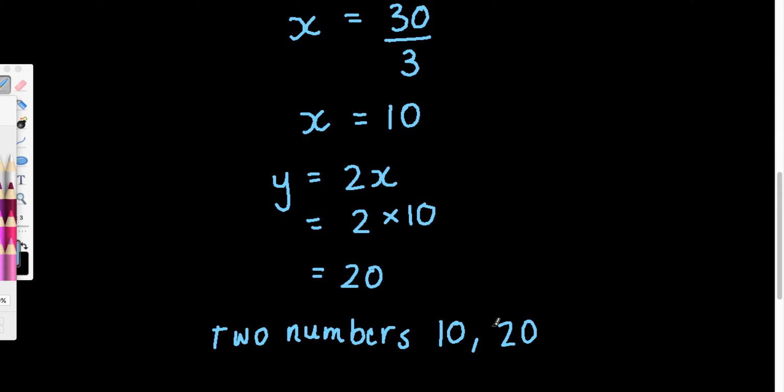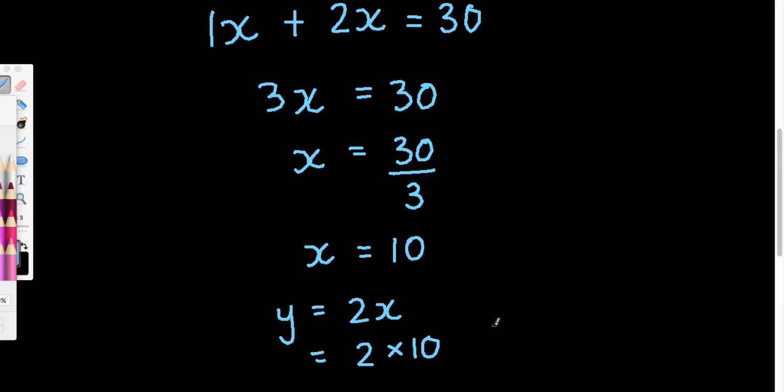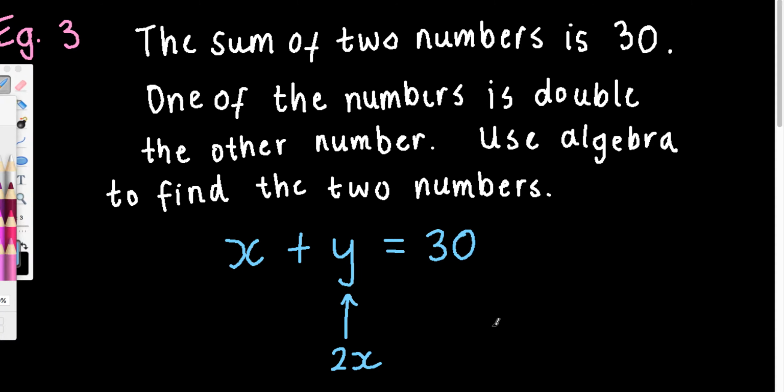So that's what I mean by your success criteria. You'll know that you've got there when the two numbers that you've solved for are following, I guess, this criteria or this information. They fit with that information that was given.